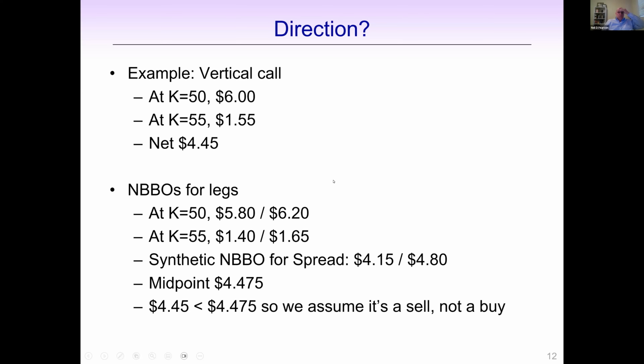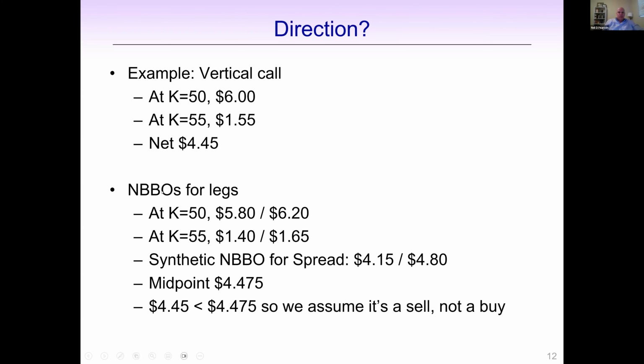Okay. So how do we sign trades? This gets back to the question, right? So we have a vertical call. Let's suppose a call with a strike of 50 has a value of $6, and a call with a strike of 55 has a value of 1.55. So the net value of the vertical call is 4.45. Let's suppose it trades at that price.